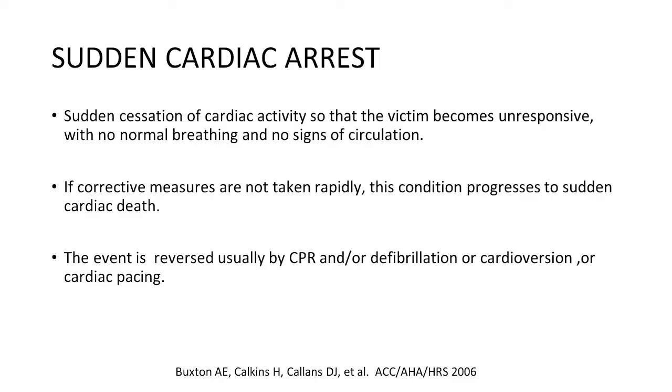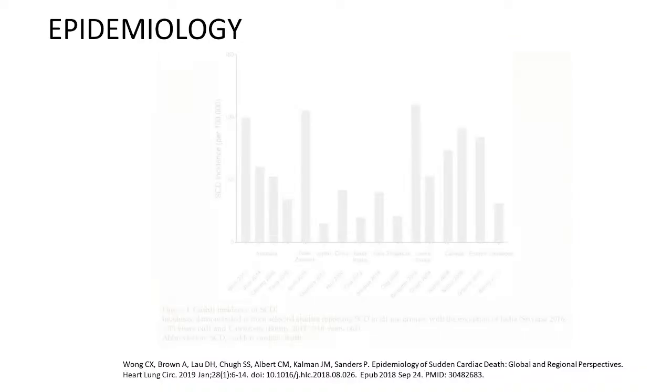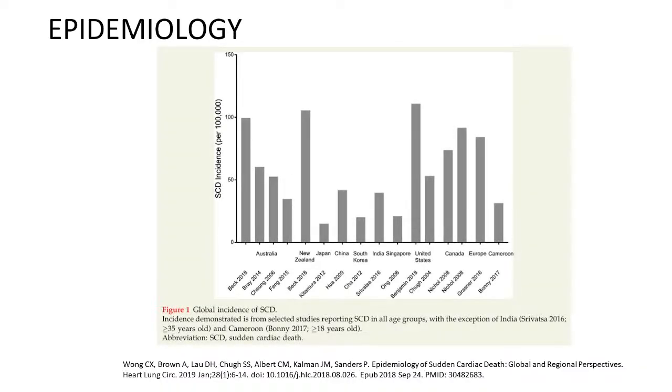This whole thing can be reversible, and this definition does not include events that are non-fatal. Coming to the epidemiology, this is data from 2019. It shows that the most mortality due to sudden cardiac death is usually in the United States. In Indian data, they have only taken age groups of more than 35 years, and in the rest of the countries they have included data in all age groups.